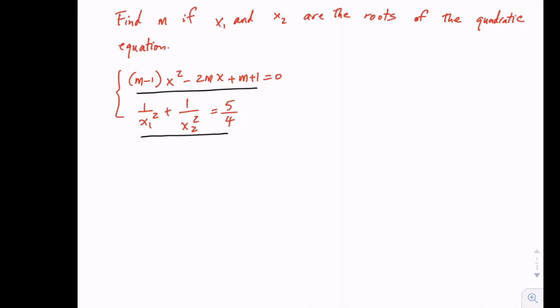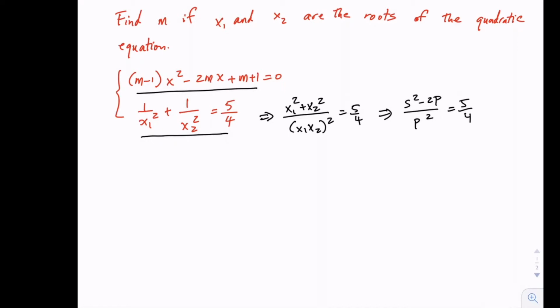So we can use the results of problem 13. In order to proceed, we find the least common denominator for the given expression, which will be x1, x2 squared, and the numerator will be x1 squared plus x2 squared equals 5/4. From problem 13, we know that x1 squared plus x2 squared is s squared minus 2p, and then the denominator is p squared, is 5/4. Here s is the sum of the roots and p is the product of the roots.